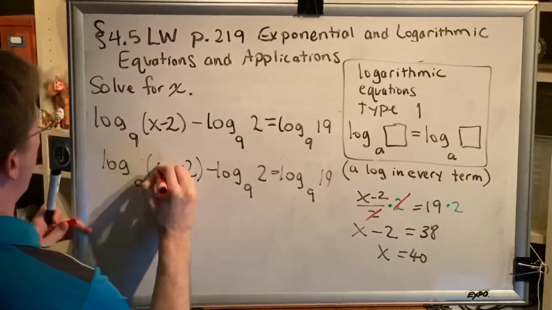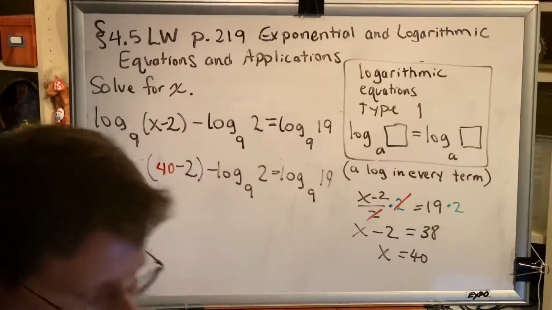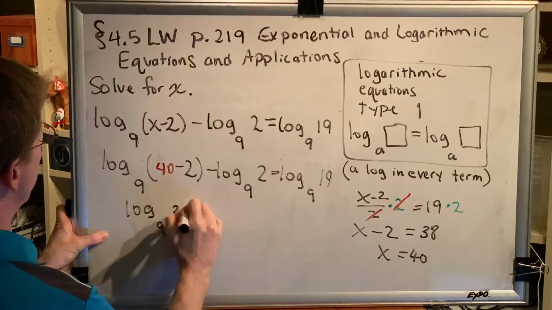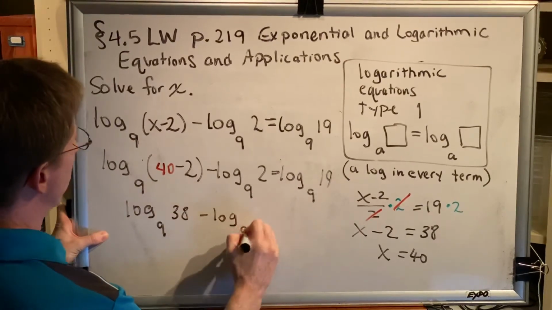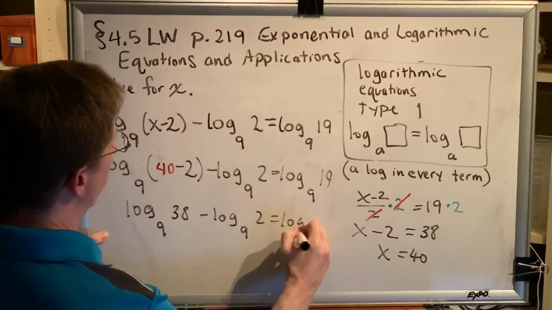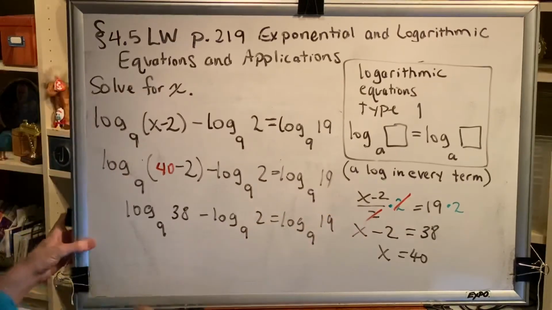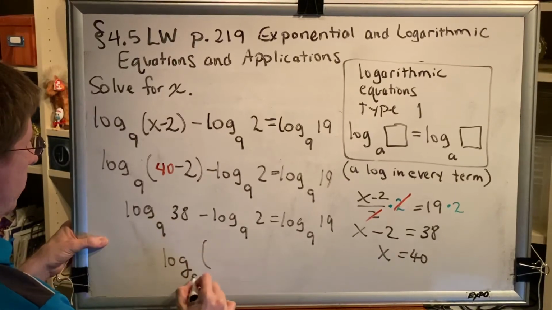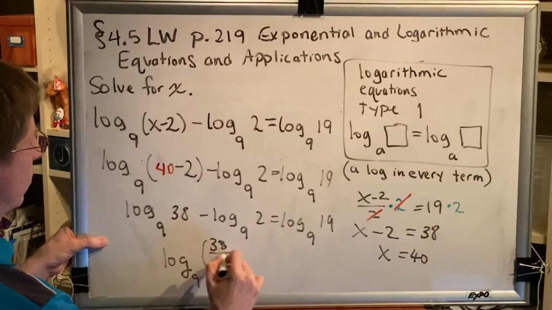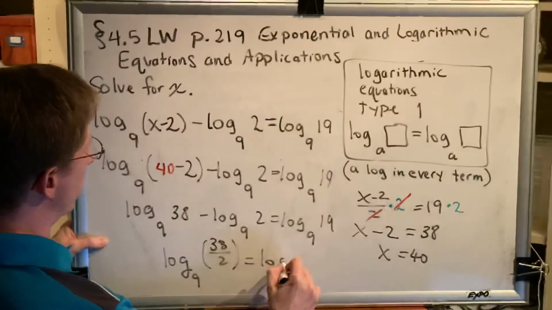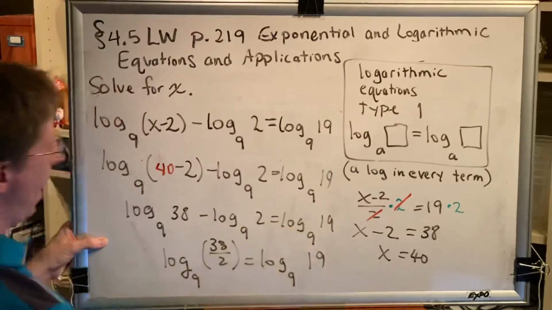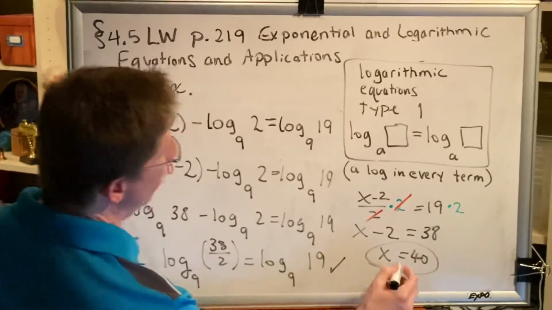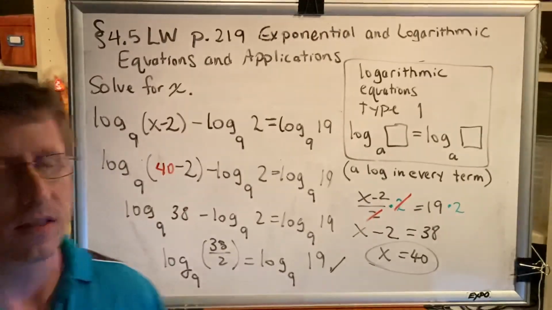Of course, 40 minus 2, those are just two numbers. We can subtract them. So this gives me log base 9 of 38 minus log base 9 of 2 equals log base 9 of 19. I can combine these two logarithms using my quotient property. So this becomes log base 9 of 38 divided by 2 equals log base 9 of 19. And indeed, 38 divided by 2 is 19. These are equal to each other, and therefore I keep the answer x equals 40.